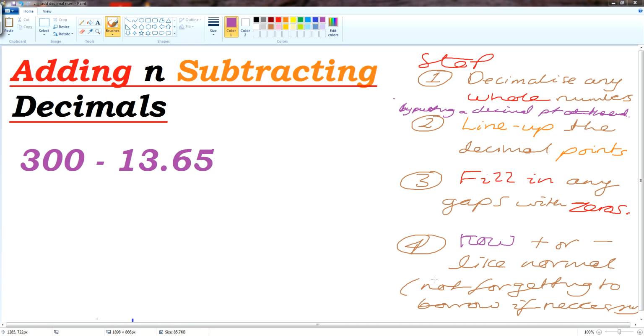This is our second video now, looking at subtracting decimals. Well, we say decimals, but we have a whole number here. We'll show you how we decimalize that in a second. So let's have a look.